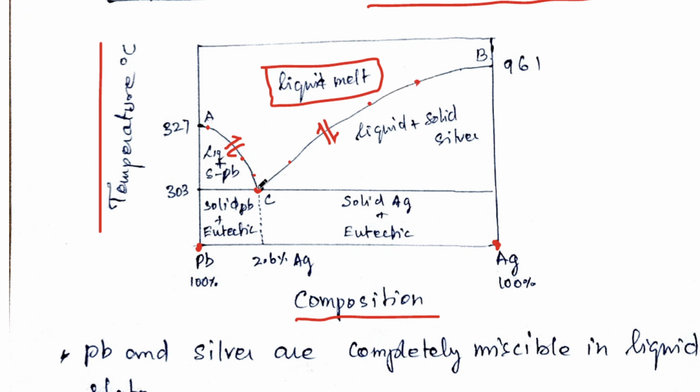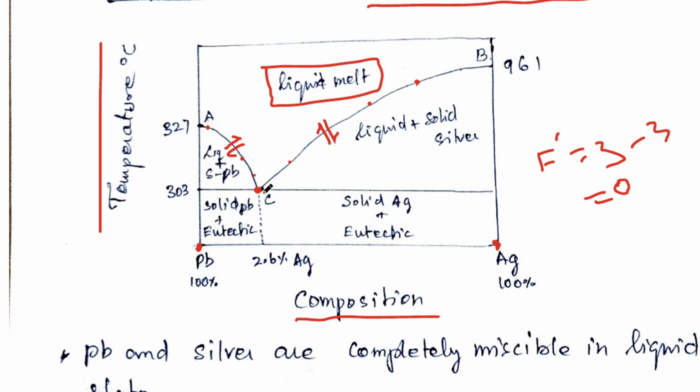But if you come to the eutectic point, here there are three phases, the liquid phase, solid lead and solid silver, all three coexist, and if you apply F equals 3 minus P, f dash equals 3 minus 3, that is equal to 0. That means the degrees of freedom is 0.